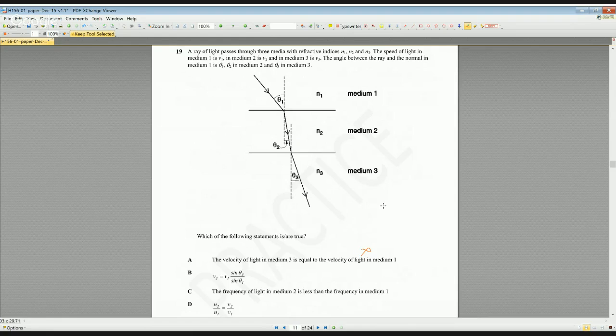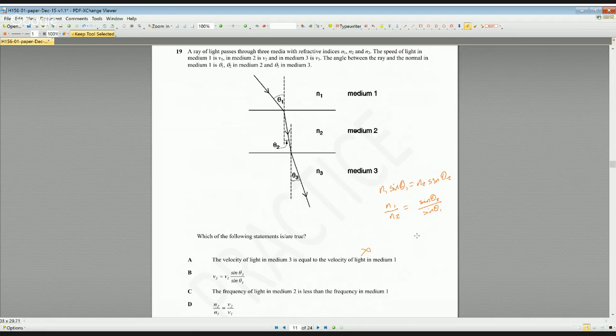Let me demonstrate that perhaps by using Snell's law. So we know that n1 sine theta is equal to a constant, or another way of saying that would be that n1 sine theta 1 equals n2 sine theta 2. And you can then rearrange that. You would get n1 over n2 is equal to sine theta 2 divided by sine theta 1.